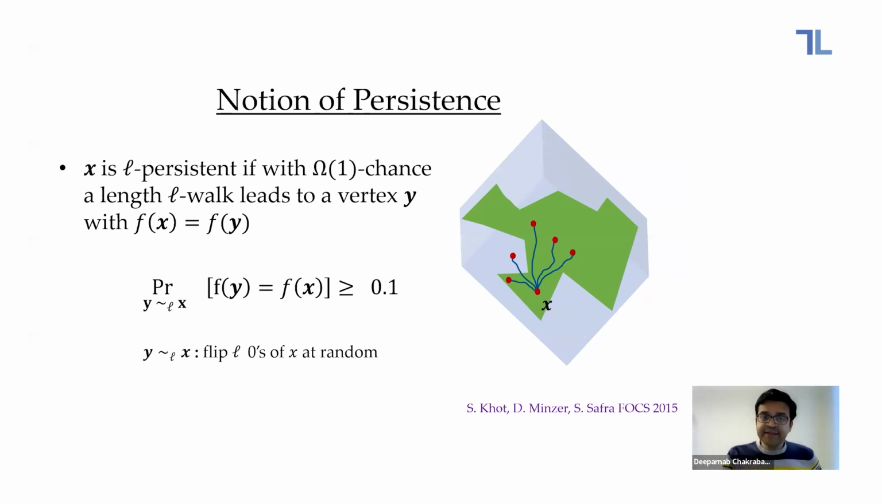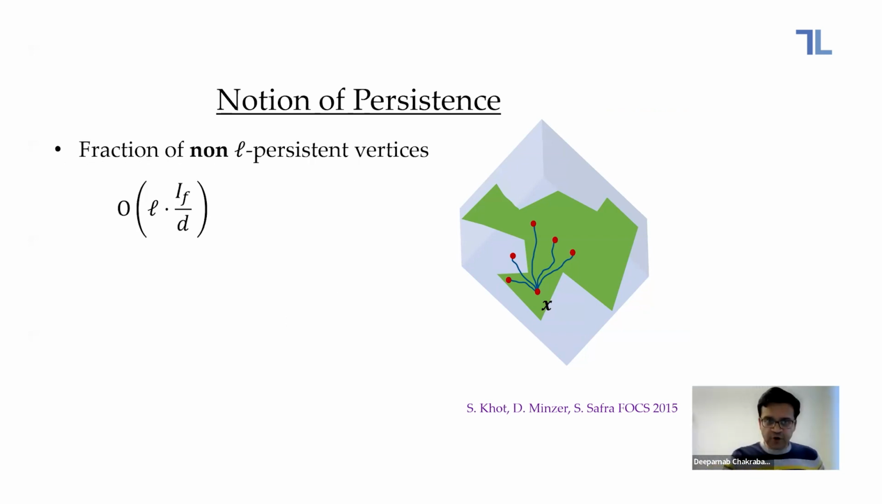Okay, good. So this is the notion, and this is the part where I won't go over the proof completely, but what KMS show is that for small L, meaning less than square root D, or significantly less than square root D, like root D by log D, they prove that if I look at a non-persistent vertex, where most of the walks, 90% of these points that I get to, change their coordinate, well, that fraction cannot be too large.